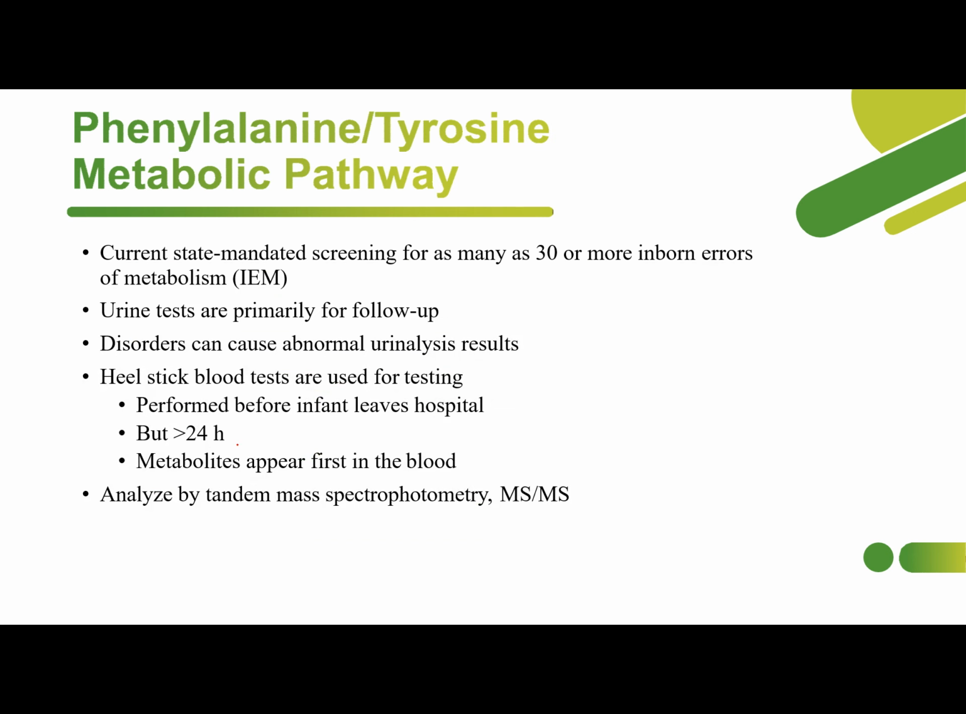So let's talk first about the phenylalanine-tyrosine metabolic pathway. This pathway is one of the current state-mandated screenings for as many as 30 or more inborn errors of metabolism. So if there's a problem with your phenylalanine-tyrosine metabolic pathway, class, there is a possibility that there could be 30 or more IEMs. What you would use to test this is urine testing, which is used for follow-up. Disorders can cause abnormal urinalysis results, but the identification test for this is your heel stick blood test.